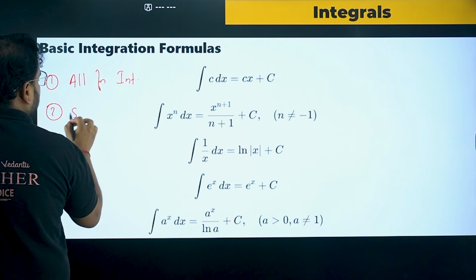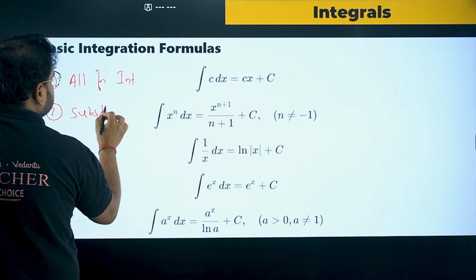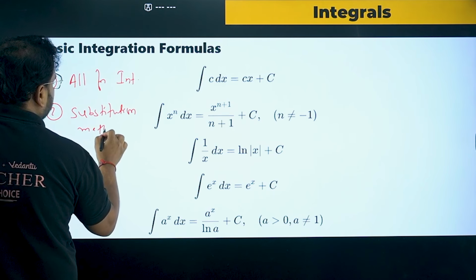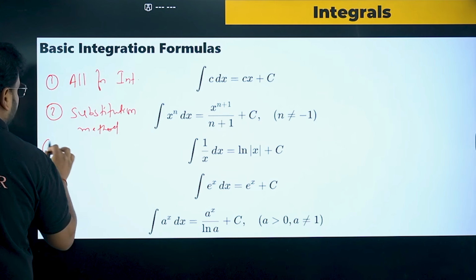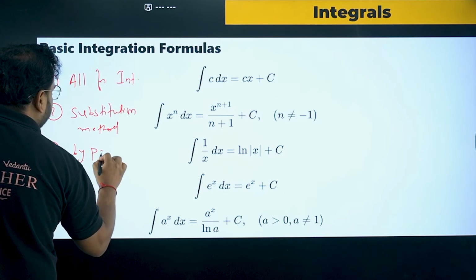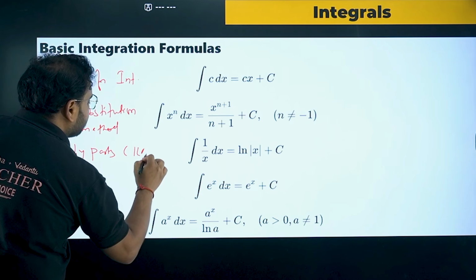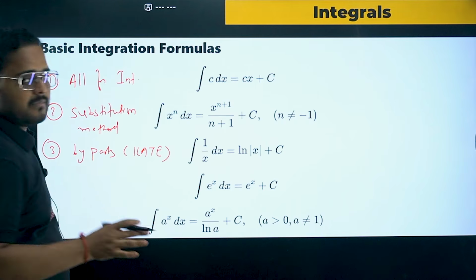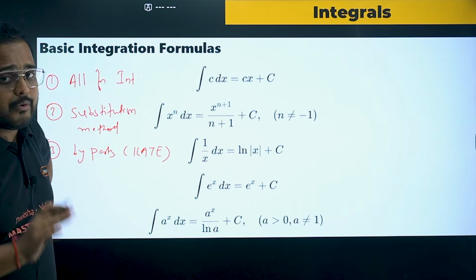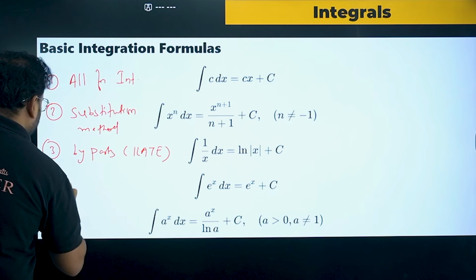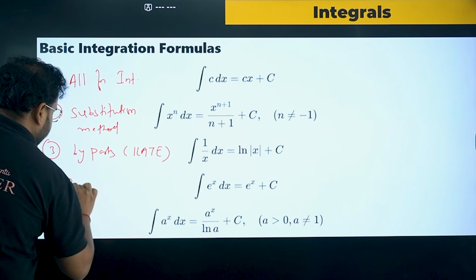Next, work on the substitution method. Substitution method is very, very important. Then work on by parts. Solve one question of by parts. Learn the ILATE form. Just go through the ILATE form. Again, this is not learning, this is revision. You have already done that. Just revise one question from the ILATE form. And the last would be partial fraction.